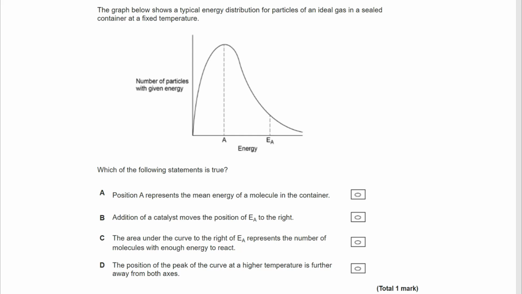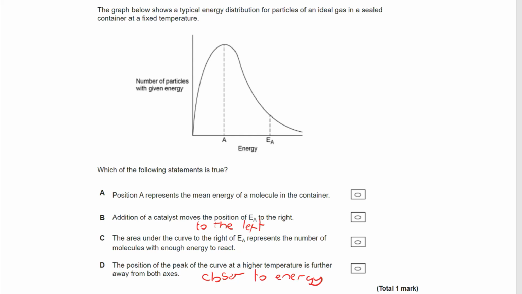Okay, so we need to find the true statement. Let's go through them. First one, addition of a catalyst moves the position of activation energy to the right. Now that would actually be increasing the activation energy, and we know that catalysts reduce the activation energy, which allows the reaction to go more quickly. So it can't be that one.